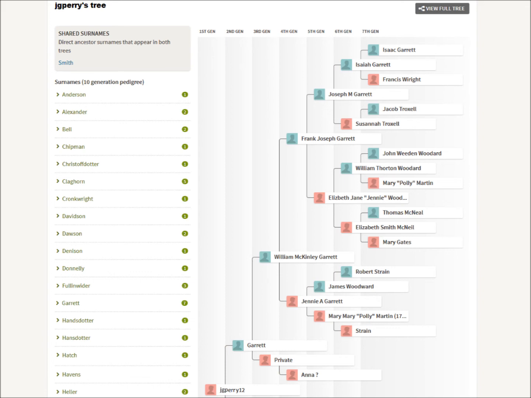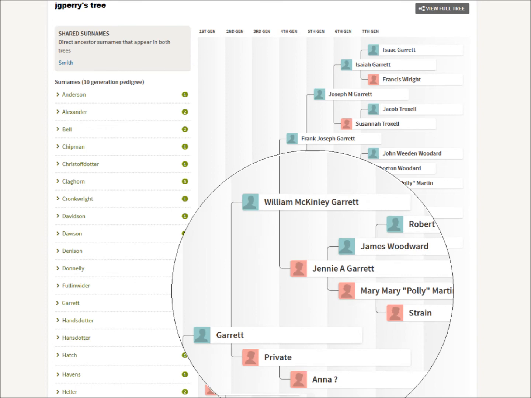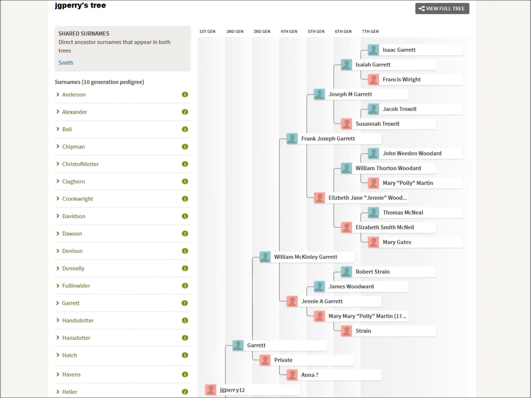Perry's tree, because she has her parents listed on them. She has traced some of her ancestors to the 7th generation, but I see there's a lot of work she can do. In the 3rd generation we see William McKinley Garrett. His mother and grandmother are named Jeannie, married name Garrett. She is the daughter of a Woodward and a Martin. Interesting. I decided to research this.